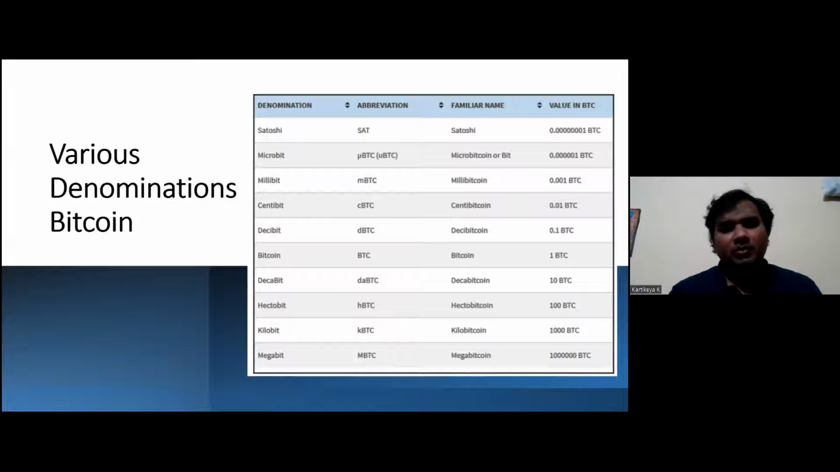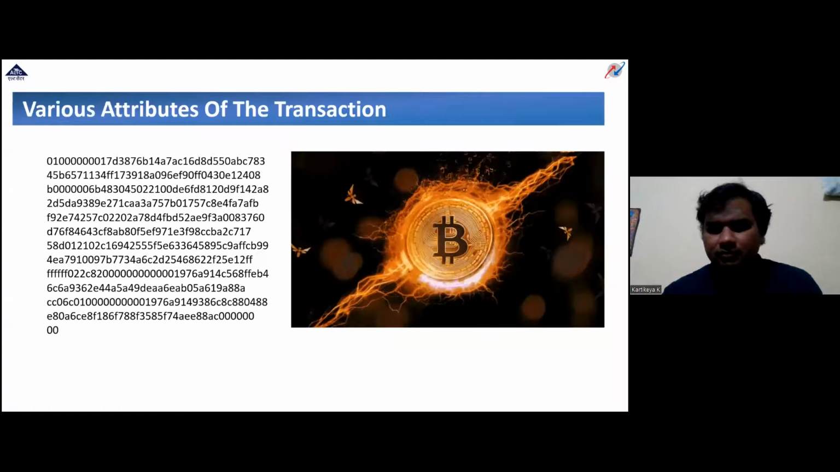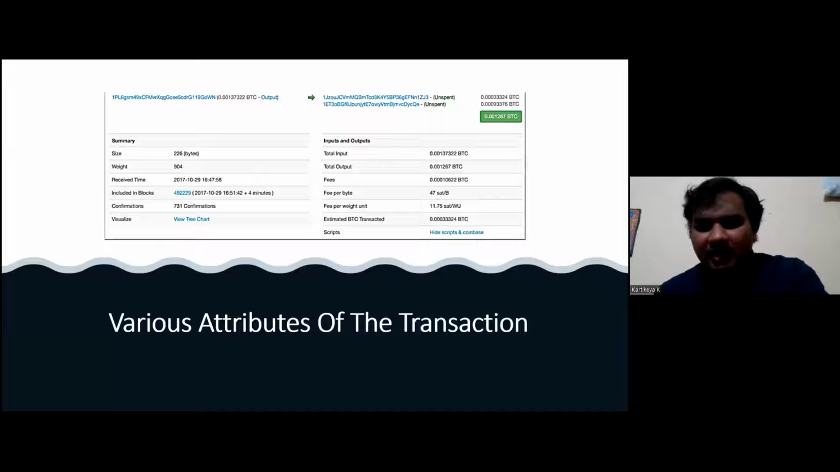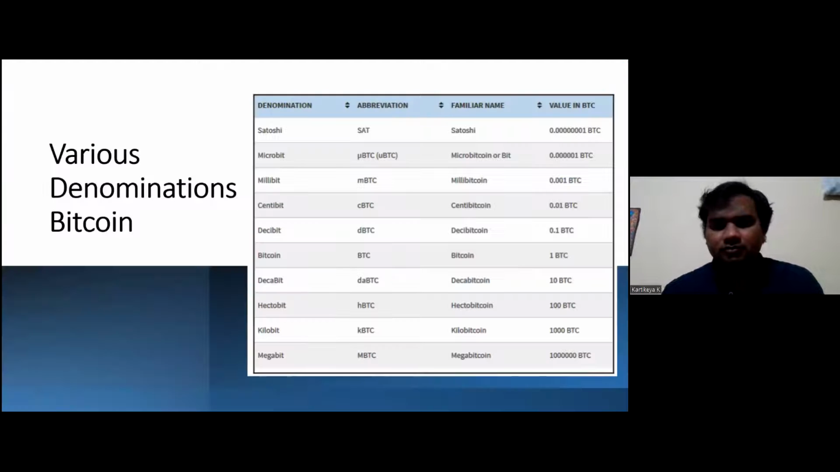Next, various denominations in Bitcoin. Earlier we saw various attributes in that slide, we saw Satoshi. I will show you once again. Here, the fee per byte is written as 47 sat/B, right? For each byte, they are charging fees of 41 satoshis. So these are the various denominations in a Bitcoin.